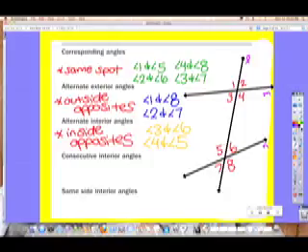Guys, consecutive means one right after the other. This is how I remember it. Consecutive just means same side, inside. It rhymes. So they're literally on the same side, but they both have to be on the inside.